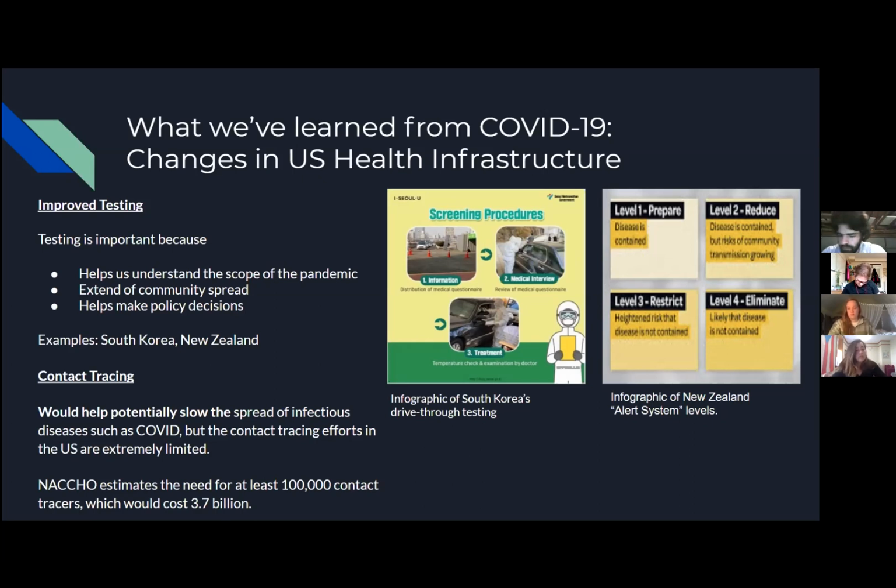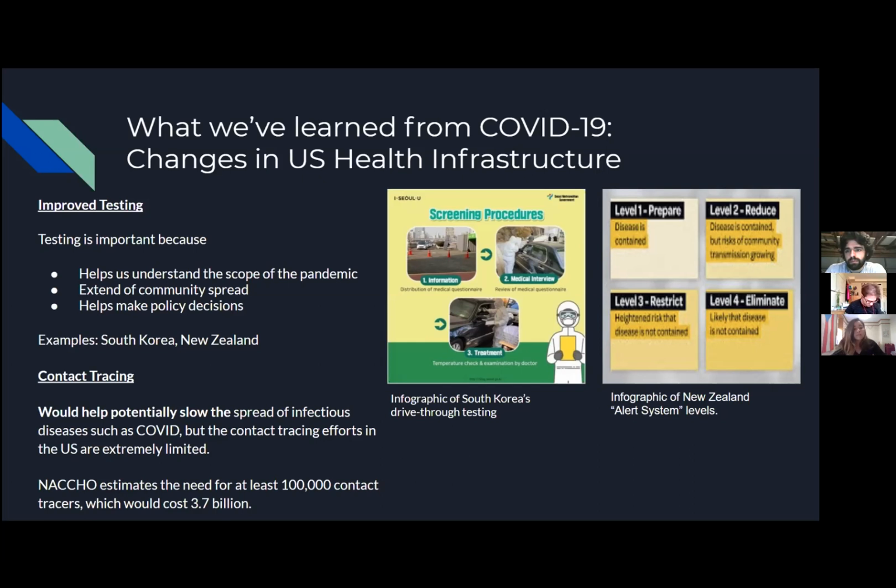And so the first thing you'll see on your screen is improved testing, and testing, as we know, is really essential. It's essential because it helps us understand the scope of the pandemic, the extent of community spread, and it helps leaders make policy decisions. So if we know the amount of community spread we have in a country, we can know whether or not we need a mask mandate or whether we need national lockdowns. So if we implement robust testing early, governments can make the wisest decisions about what measures are the most necessary for their country to contain the virus.